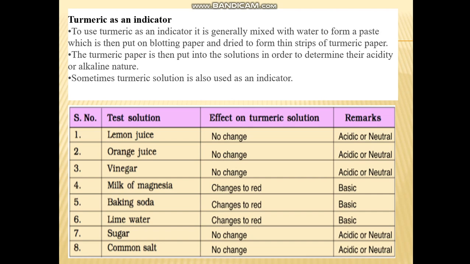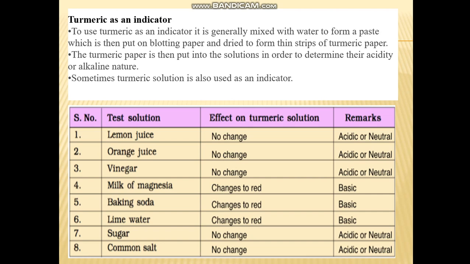To use turmeric as an indicator, it is generally mixed with water to form a paste, which is then put on blotting paper and dried to form thin strips of turmeric paper. Then we can cut it into small strips like litmus paper. The turmeric paper is put into the solutions to determine their acidic or alkaline nature, whether acidic, basic or neutral. Sometimes turmeric solution is also used as an indicator.